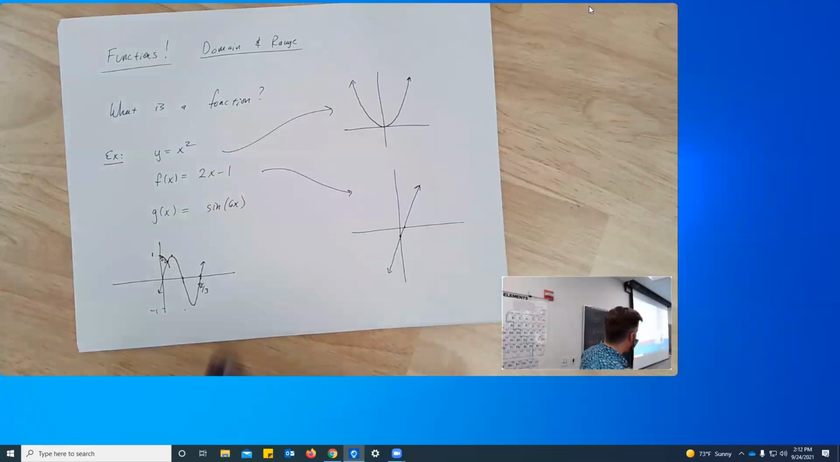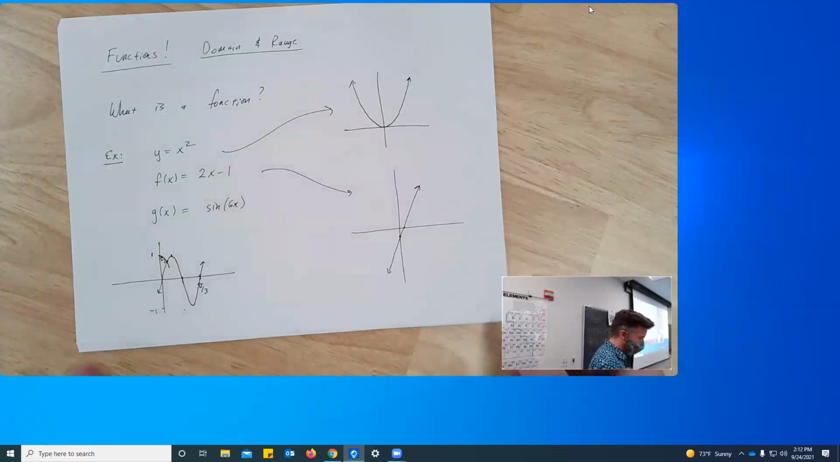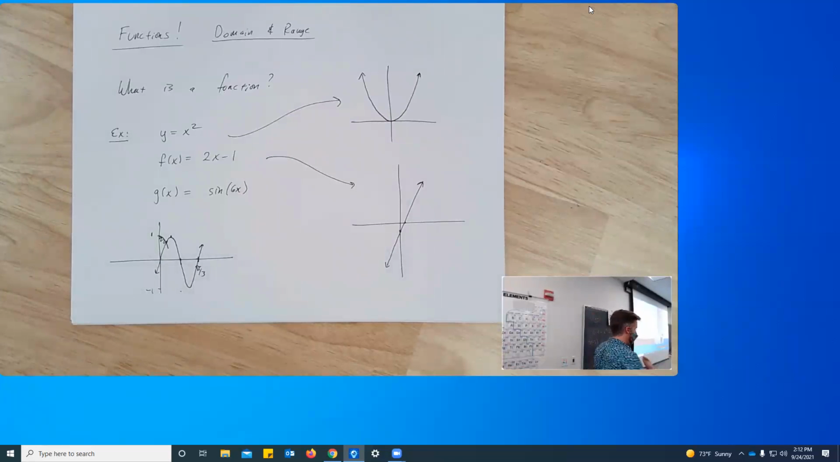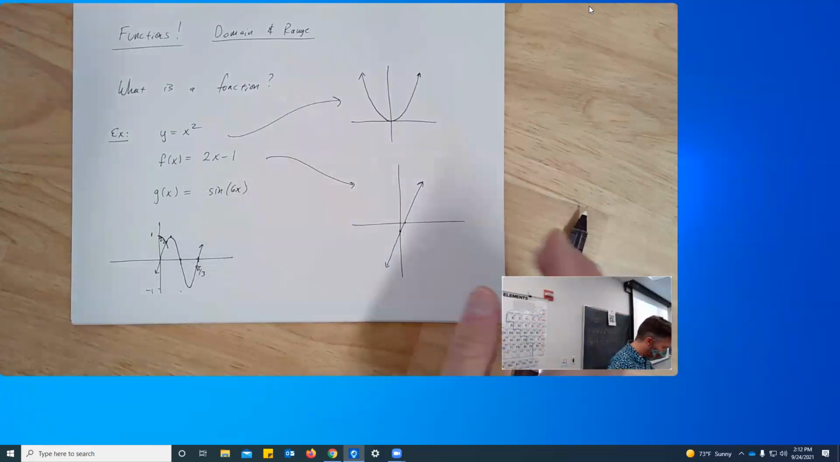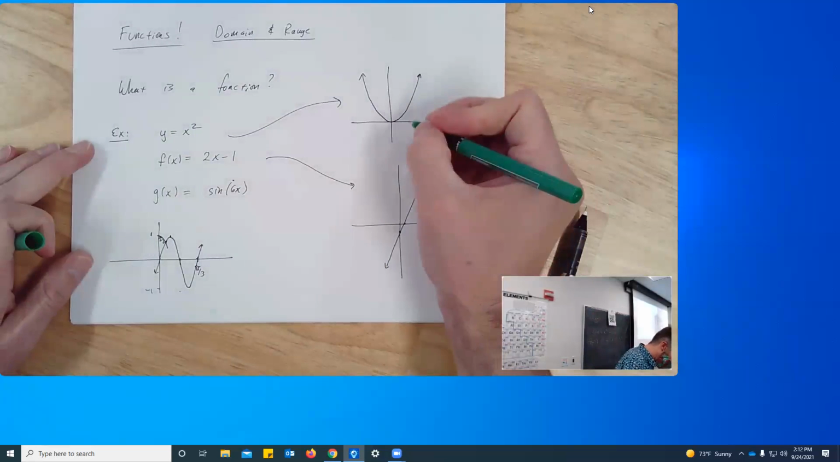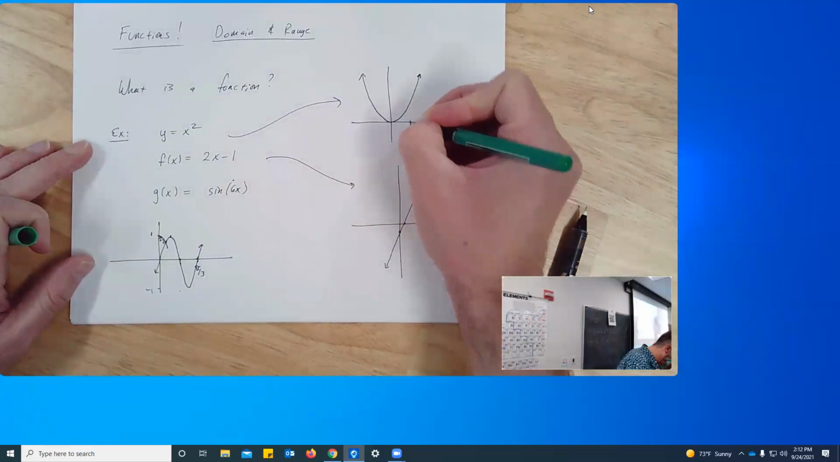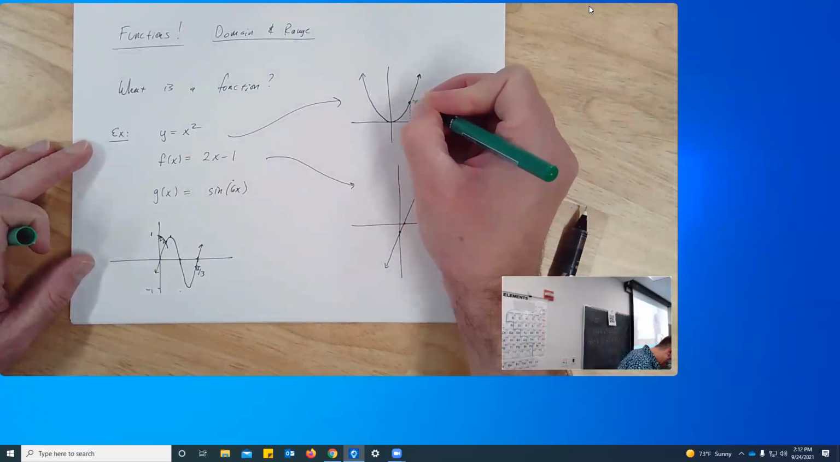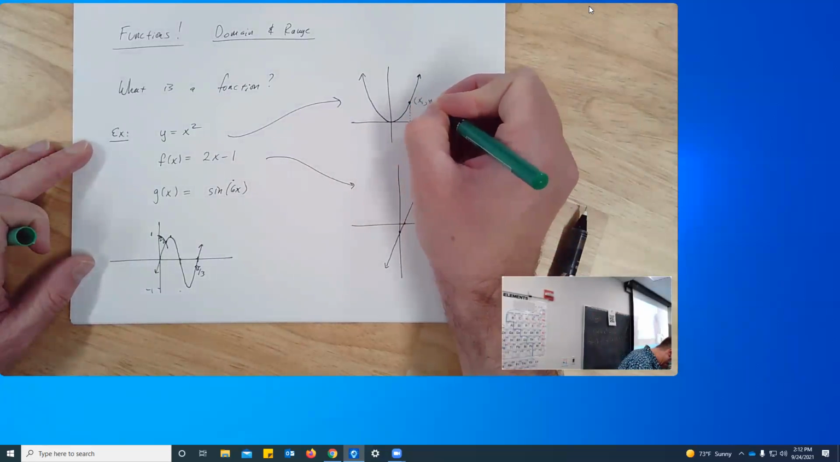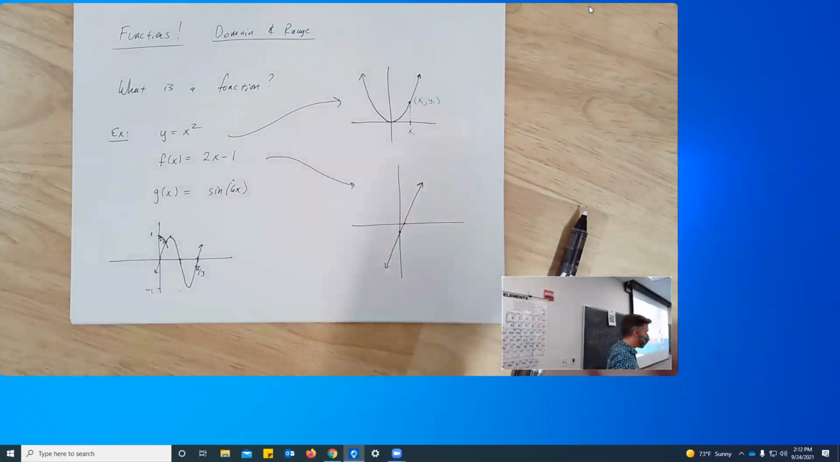But the point is, in each of these graphs, you can totally see that for each x value on the x-axis, there is only one corresponding y value, right? If I go over here to some x value, I get one corresponding y value. And the same is true for all of them.